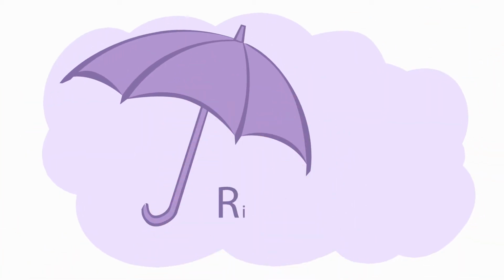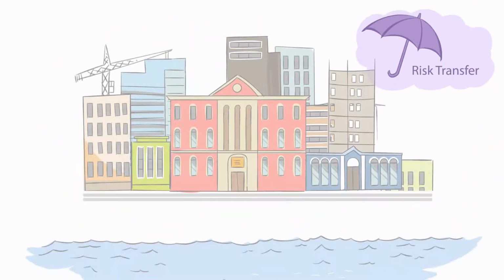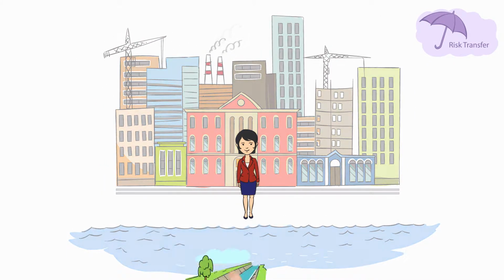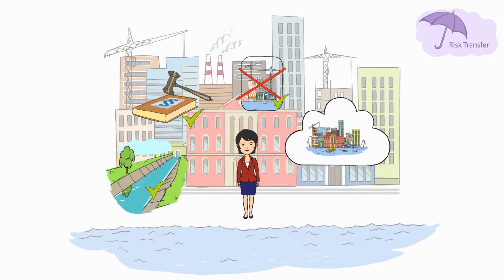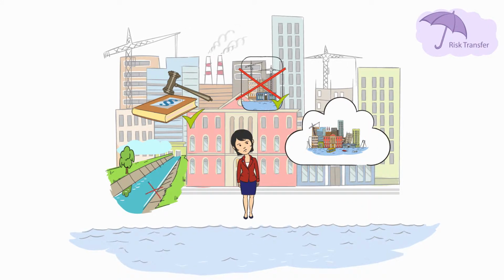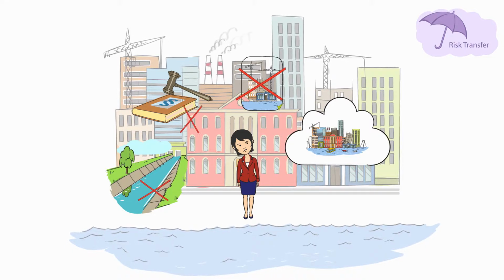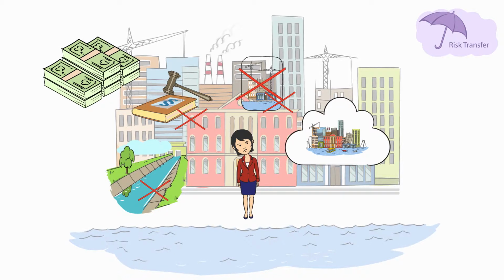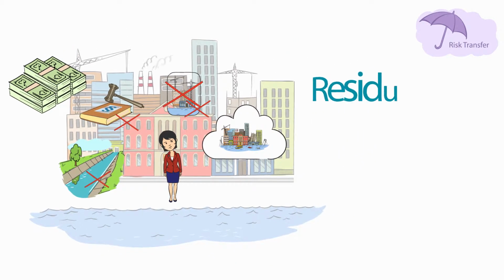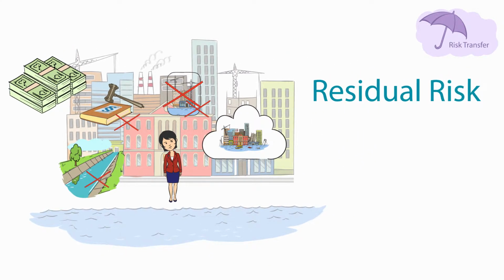2. Retention and transfer. The reality is, even if all mitigation and adaptation measures to climate change are taken, a city may still face the risk of flooding. It is also possible that measures to mitigate or adapt to climate change may simply not be taken because they are too expensive. In both cases, this unavoidable risk is called residual risk.